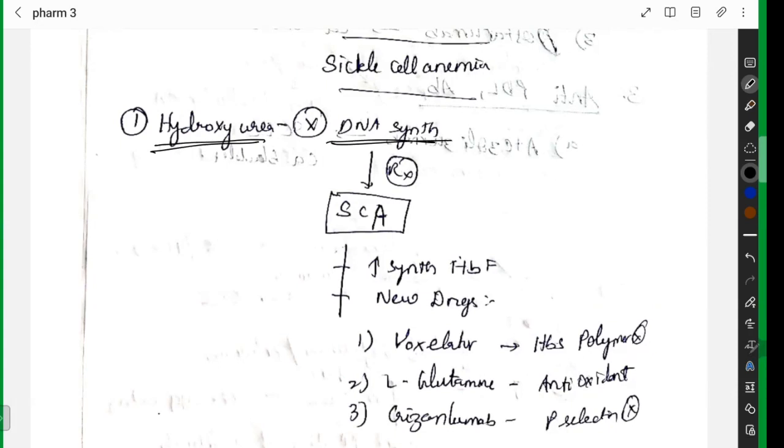What are the other drugs which you are using? The newer drugs which we are using nowadays are voxelotor, L-glutamine and crizanlizumab. Crizanlizumab is a P-selectin inhibitor. L-glutamine is an antioxidant, and voxelotor is an HbS polymer inhibitor, so that rouleaux formation can be prevented. And hydroxyurea is a DNA synthesis inhibitor.